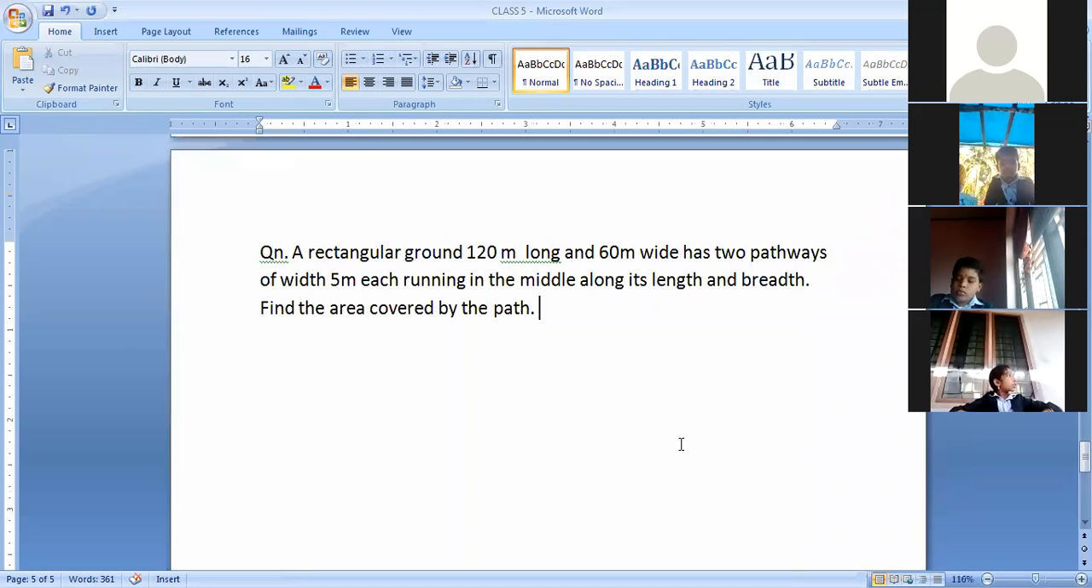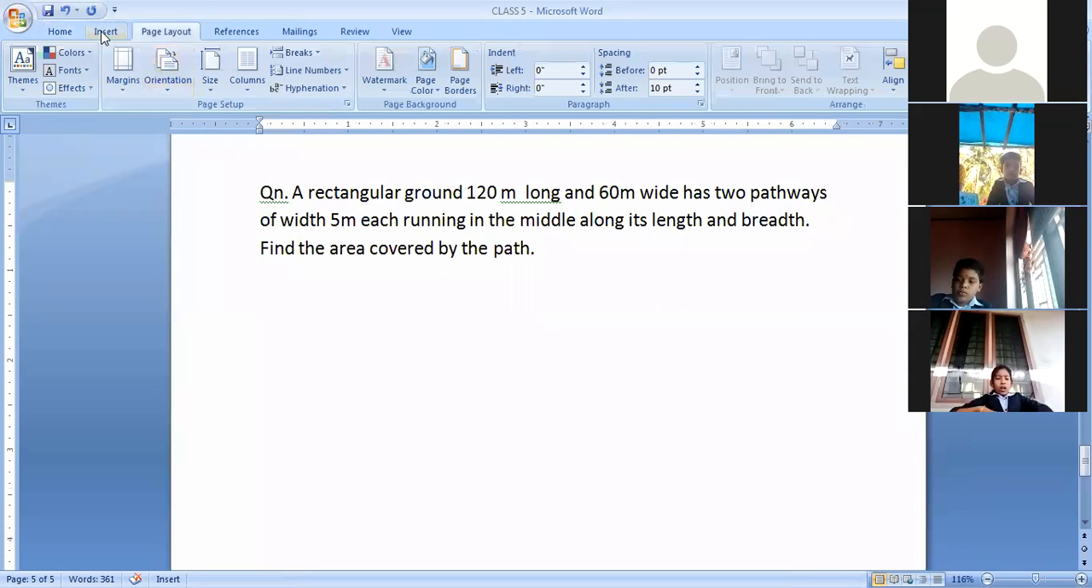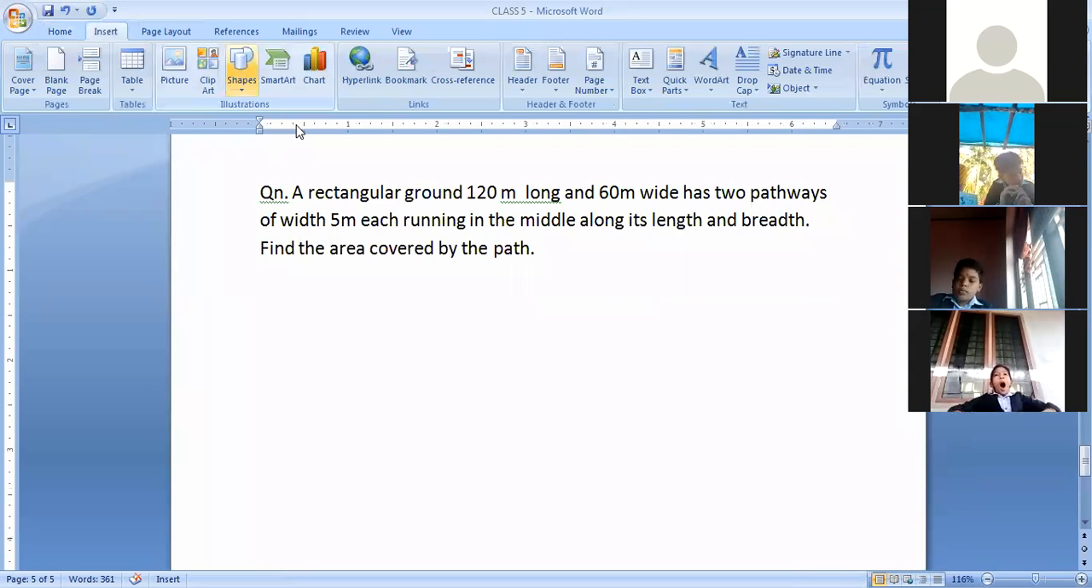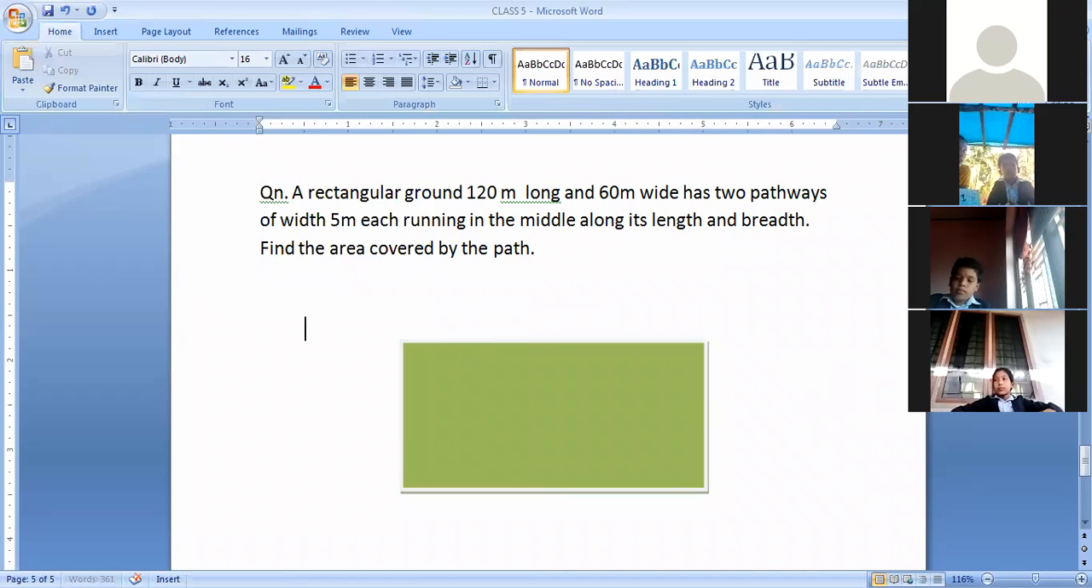What is the shape of the ground? Rectangular. It's a rectangular ground. So what first we have to do? First we have to draw a rectangle. This is the rectangular ground. Do you know its length and breadth? Is it given in the question? What's the length? 120 meter. Then tell me the breadth. 60 meter.